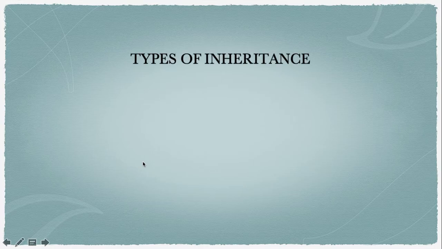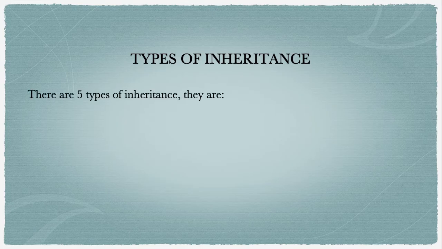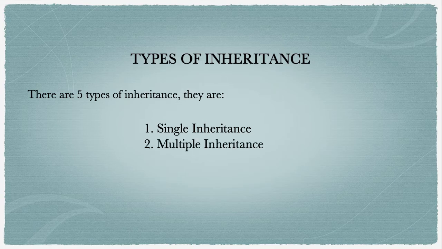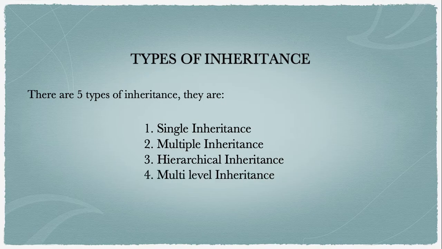There are different types of inheritance. Let's discuss what the types are. Generally, there are 5 types of inheritance. They are: number 1, single inheritance; number 2, multiple inheritance; number 3, hierarchical inheritance; number 4, multi-level inheritance; and number 5, hybrid inheritance. Let's discuss these types.